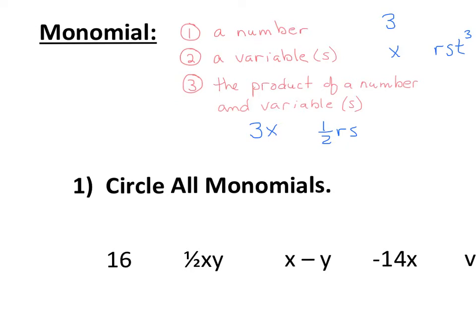Okay, so I'm going to start by looking at the number 16. Well, yeah, the number 16 is going to work because it's a number. So I'm going to go ahead and circle that one. The next one would be 1/2 xy. That works because it's the product of a number and variable. So I'm going to circle that one. Now, when I look at the next one, I've got x minus y, all right? This guy right here is no good. We cannot have that, so this does not work. It's for products only, not addition and subtraction. The next one I go to is negative 14 times x. That works. It doesn't matter if my number's positive or negative.